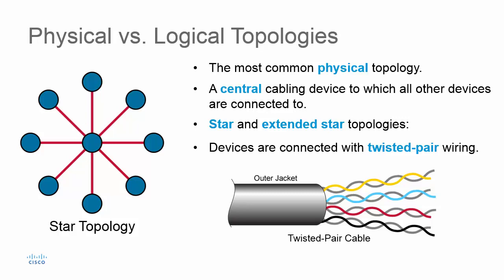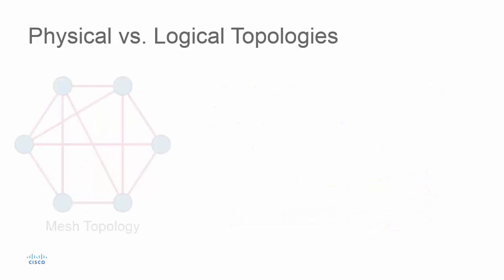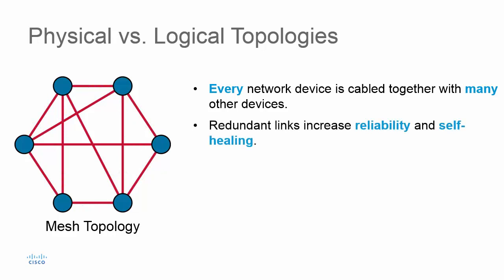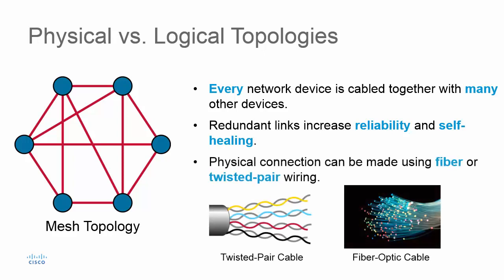Let's move on to the last topology we mentioned. In a mesh topology, every network device is cabled together with many other devices. Redundant links increase reliability and self-healing. In this topology, physical connections are commonly made using fiber or twisted pair wiring.